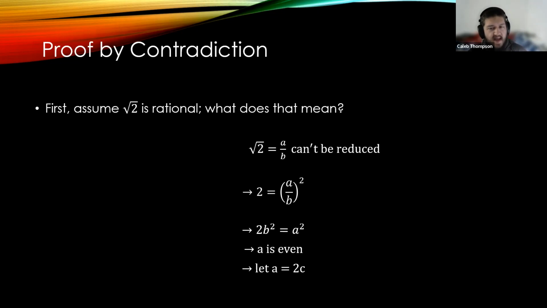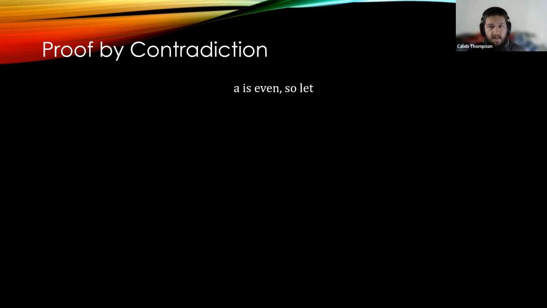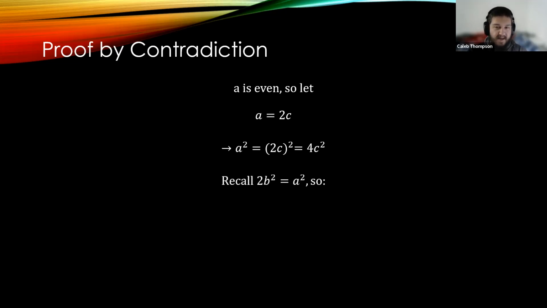So if a equals 2c, well, let's follow this through logically. So a equals 2c. This implies that a squared is (2c) squared, or 4 times c squared. But here's where our problem comes in. We said earlier that 2 times b squared equals a squared, right? But in that case, we know a squared is 4 times c squared. Divide through by 2, and you find that b squared equals 2 times c squared.